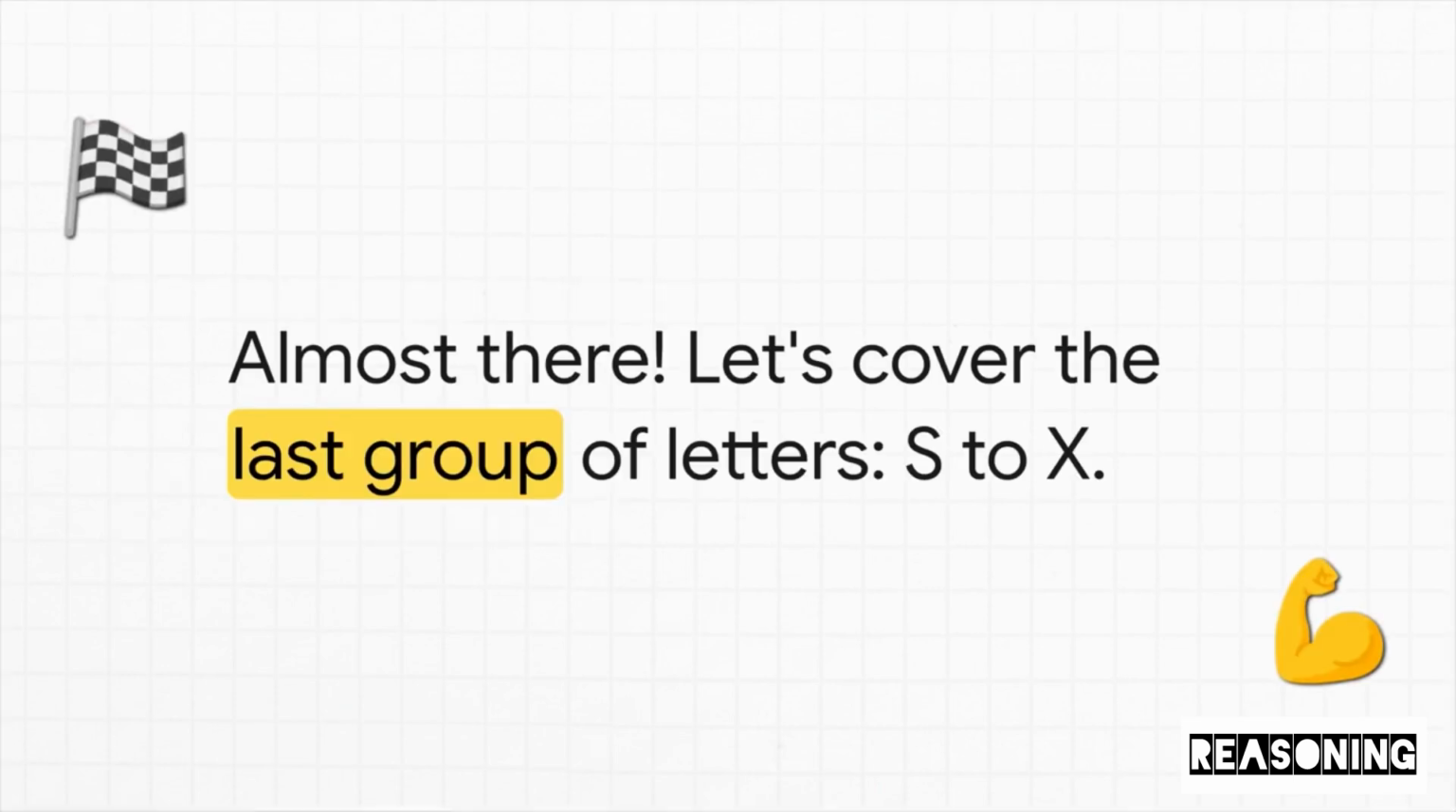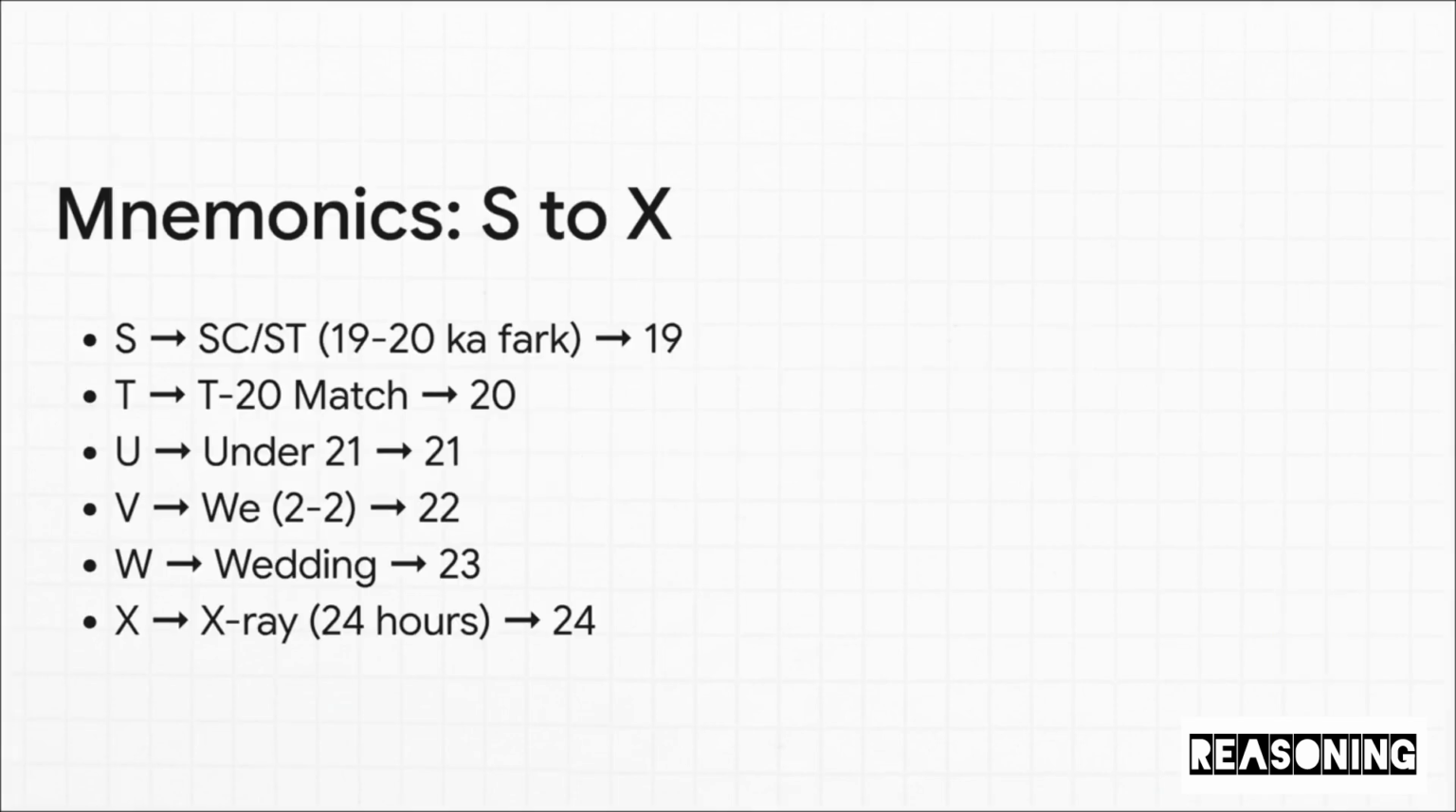Okay, everyone, we're on the home stretch for our first trick. This is the last group. Let's finish strong. We're looking at S all the way to X. Pay close attention here. We'll remember S and T together. Just think, in SC/ST, there's a difference of 1920. So S is 19, and T, T20 matches.